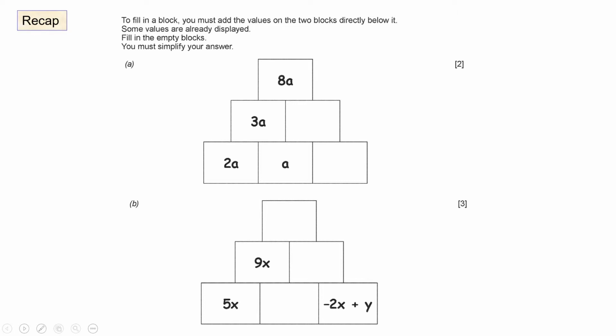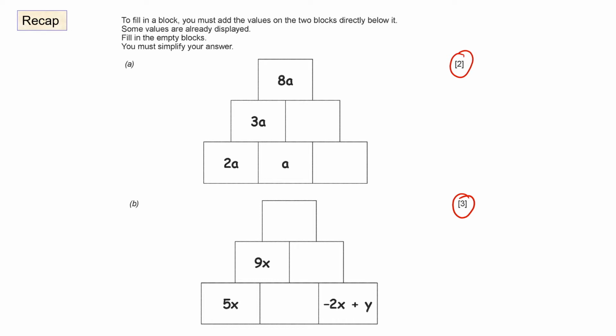Okay, so if we read the question first, to fill in a block you must add the values on the two blocks directly below it. Some values are already displayed. Fill in the empty blocks. You must simplify your answer, and there's 2 marks here for part A and 3 marks for part B.